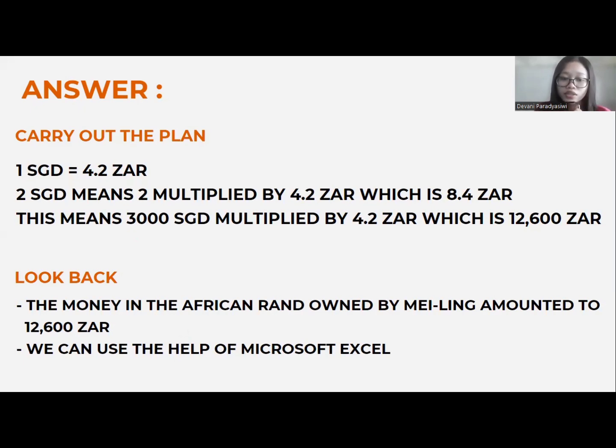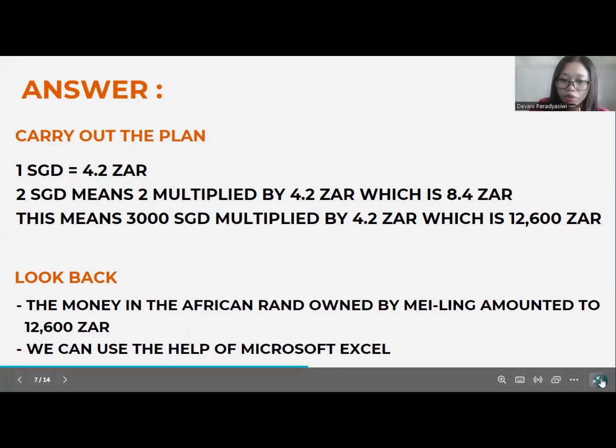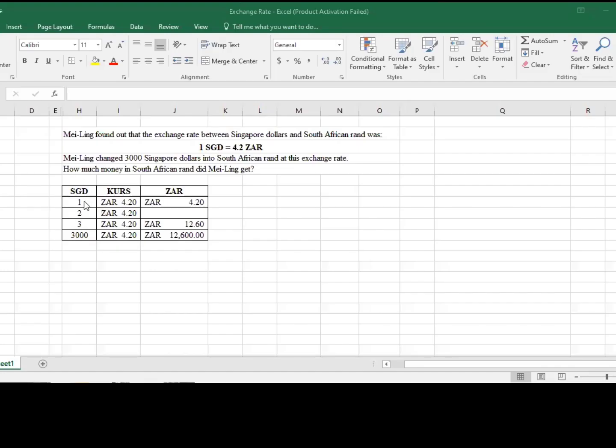We can also use the help of Microsoft Excel. I will explain about it. When we exchange SGD to ZAR, we multiply SGD by the exchange rate. For example, 2 SGD is equal to 8.4 ZAR.